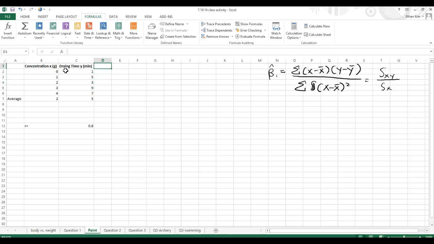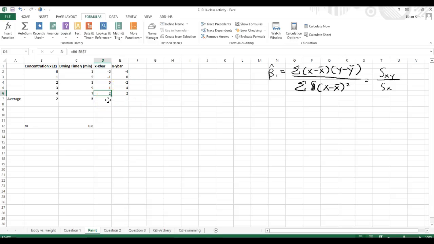Now we're going to do x minus x bar. We do that by selecting this minus x bar, locking this value, and dragging it down all the way. Here this is y minus y bar. We do the same: these are the y values, minus y bar, and lock the y bar value because we don't want that to change. Drag this down. This is very similar to what we did before for the correlation coefficient.